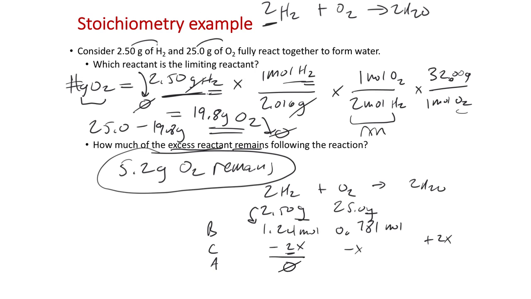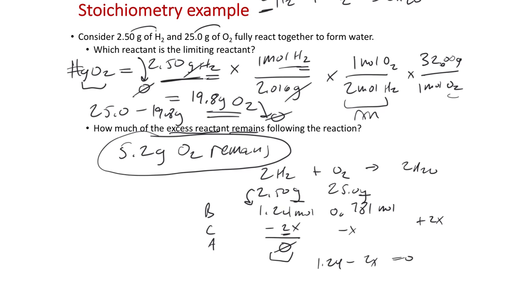But we could still be not sure. Depending on the problem, the coefficients could be harder to interpret than these, so maybe we don't know for sure. You can always test this by solving for x. So x would be equal to 1.24 divided by 2, so 0.62. And then we're going to lose 0.62 moles of oxygen, minus x. So the amount of oxygen remaining, in moles, is going to be 0.781 minus 0.62.